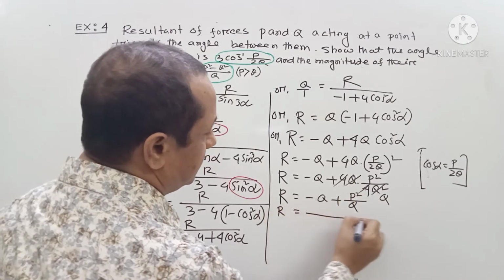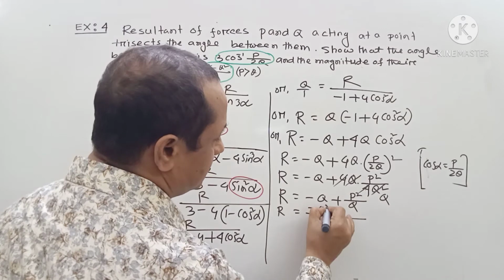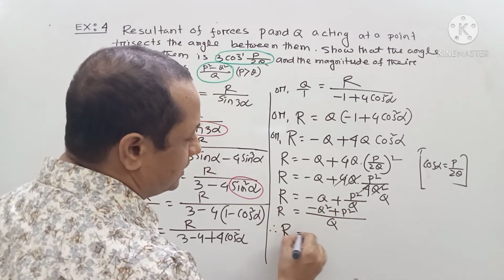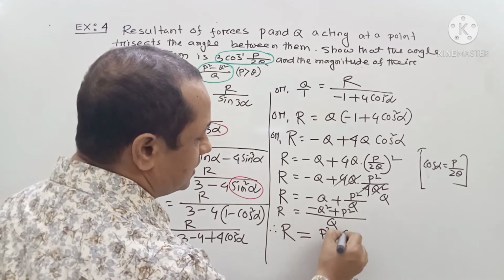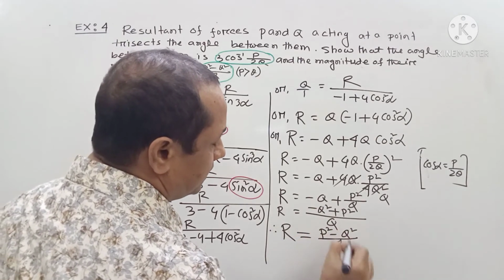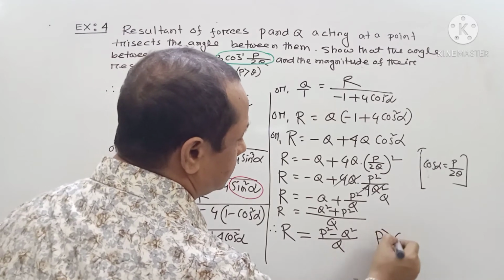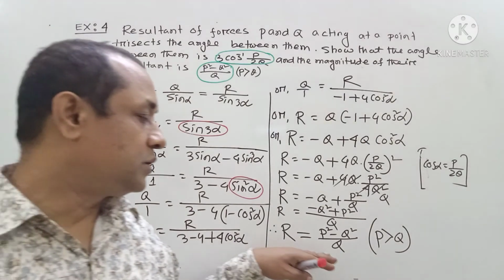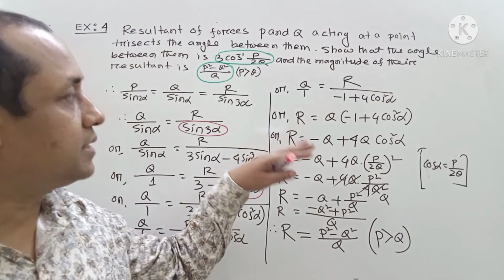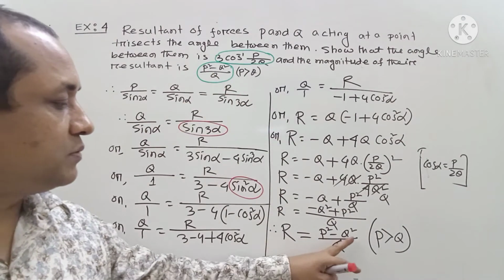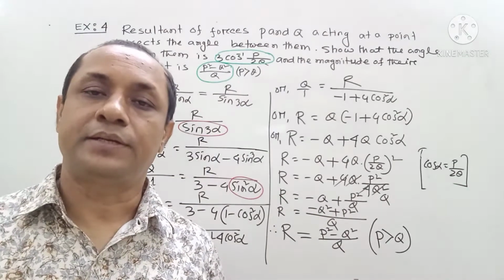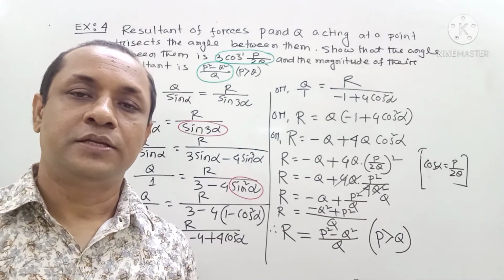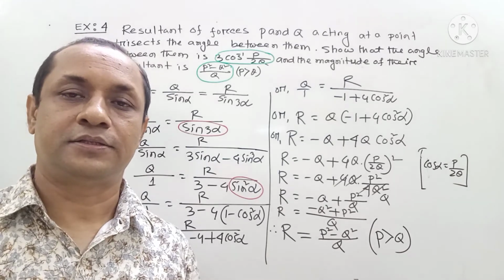Then taking the LCM, here LCM is Q: minus Q square plus P square. So the magnitude of the resultant force is P square minus Q square by Q when P is greater than Q. So student, we have the required magnitude of the resultant force, P square minus Q square by Q when P is greater than Q. This is proved. I hope that student, you are clear.